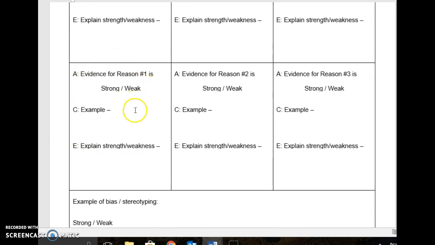For evidence, like we talk about all the time, is there enough evidence? Is it reliable evidence? Is the evidence credible? Does the author tell you what source it comes from? Is the evidence based on fact or is the evidence based on opinion? Those are some good questions to ask yourself when you're trying to determine, is the evidence strong or is the evidence weak?